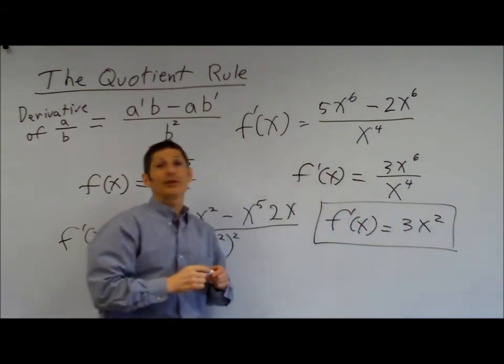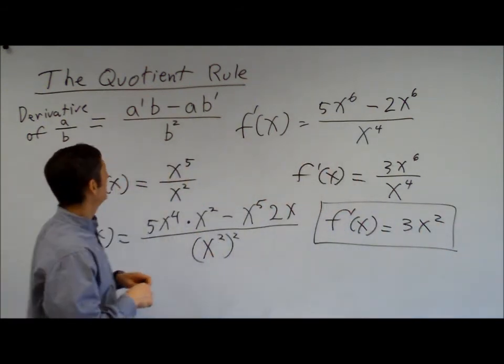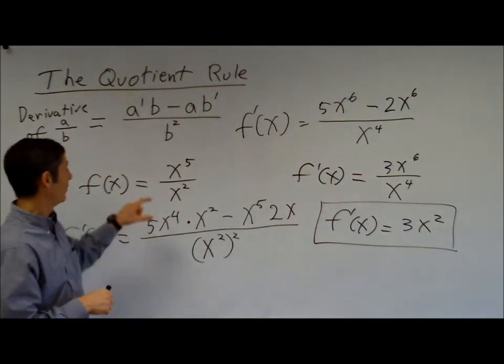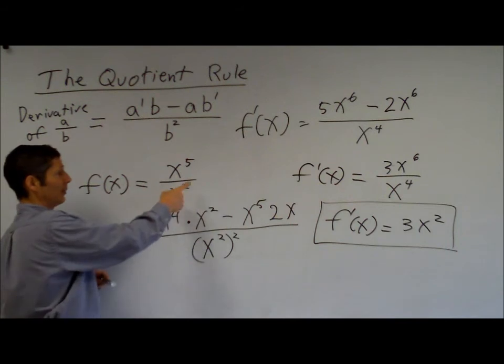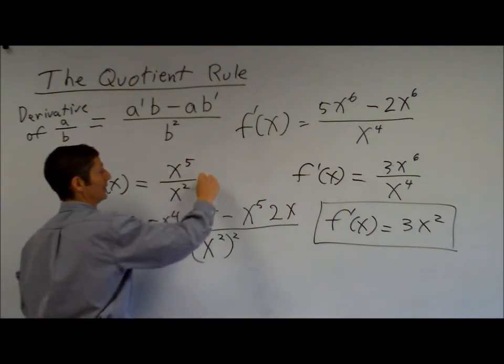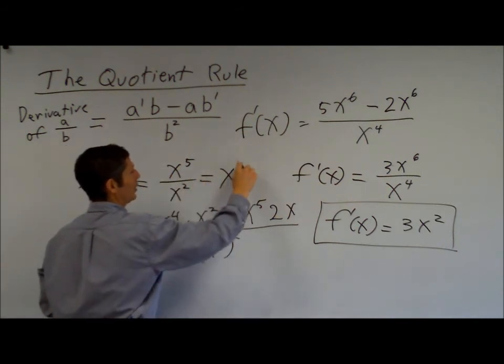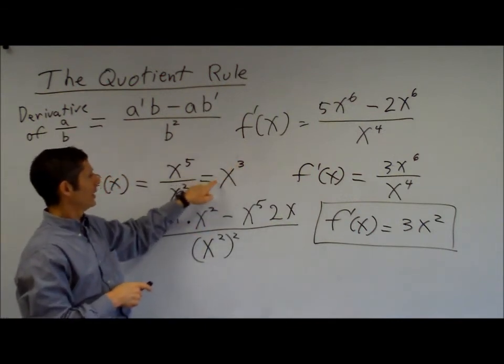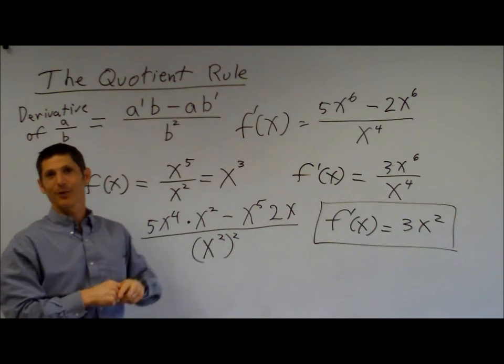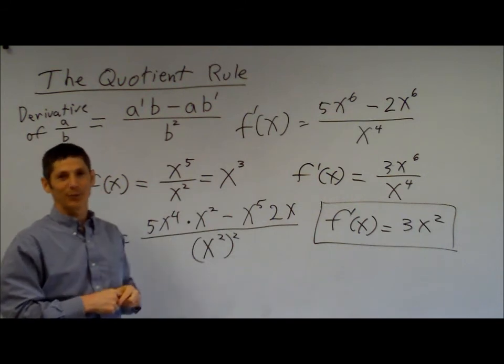So just to make sure this actually works, we should probably see if in fact that is the derivative of this function. What if I simplify it first? Well, if I get rid of 2 x's on the bottom, 2 x's on top, I end up with x cubed, and the derivative of x cubed is 3x squared. I think it works. I love when math works out. I know.